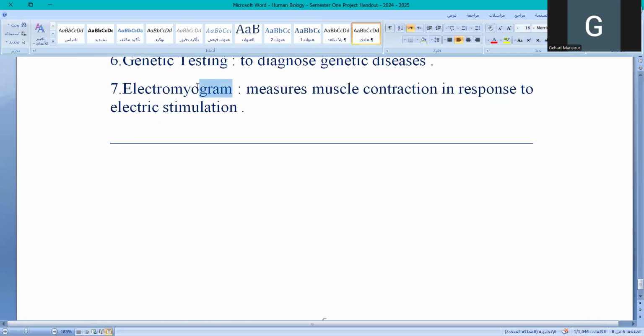And you might ask for a very simple investigation, which is called an electromyogram. It is a graph that is drawn when you electrically stimulate a muscle and obtain a certain graph that tells you a lot about the responsiveness of the muscle and the strength of the muscle fibers.